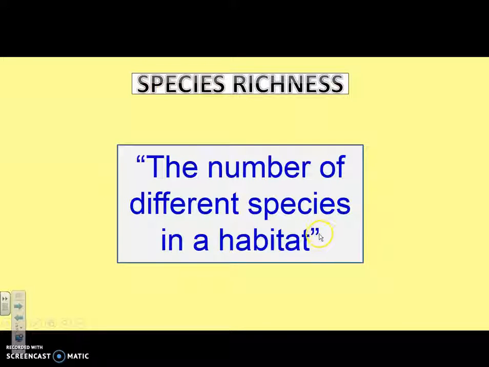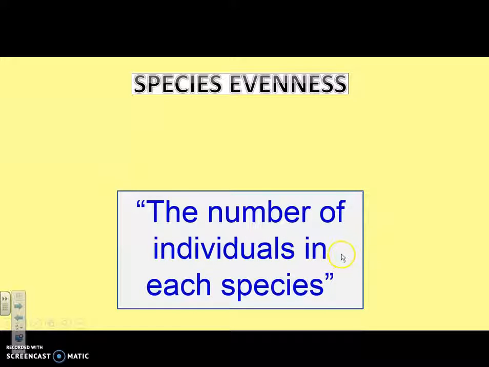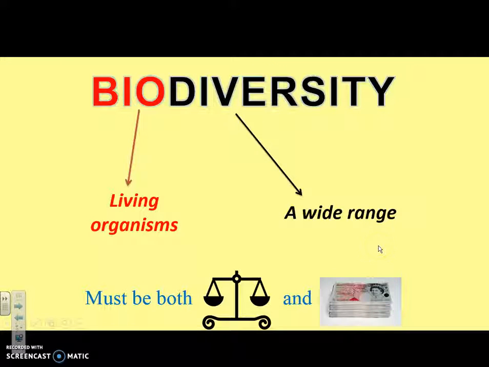Species richness is obviously just the number of species in a habitat. Evenness is the number of individuals, so that you can't have one species with thousands of individuals dominating and the others just sneaking in around the edges. That wouldn't be truly diverse. So in order to get biodiversity, we need a balance of those kinds of things.